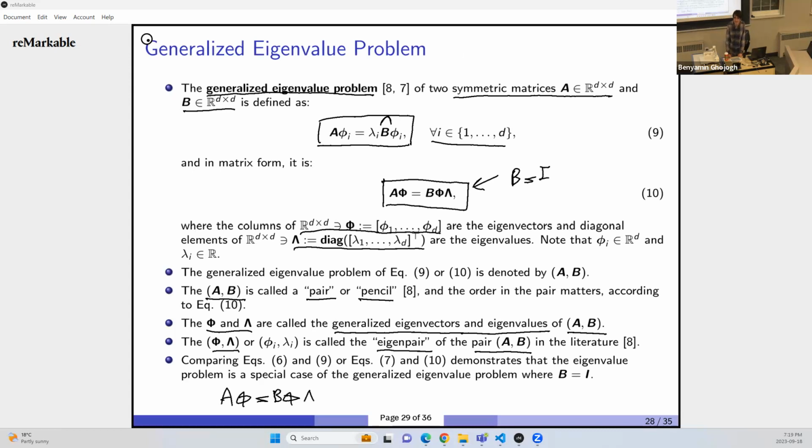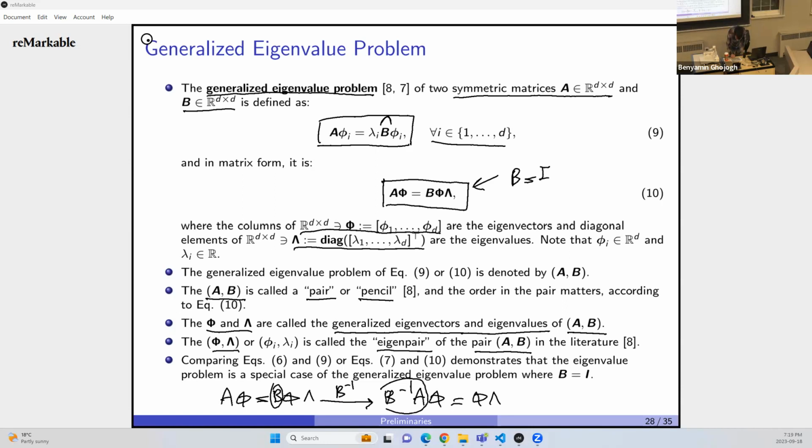So I have A phi equals B phi lambda. What happens if I left multiply? So this B is a pain in the neck, right? Whenever you have a pain in the neck in linear algebra, you try to multiply by its inverse, right? So get rid of that. Therefore, let me left multiply both sides by B inverse. It's important whether we left multiply or right multiply because we have matrices now. Okay, so it becomes B inverse A phi equals phi lambda.